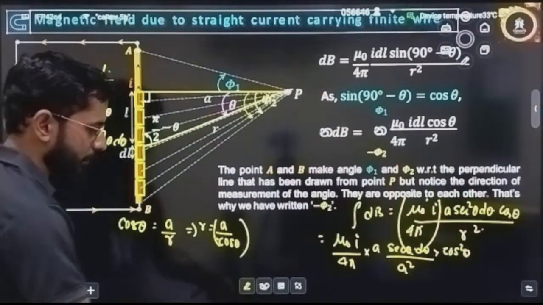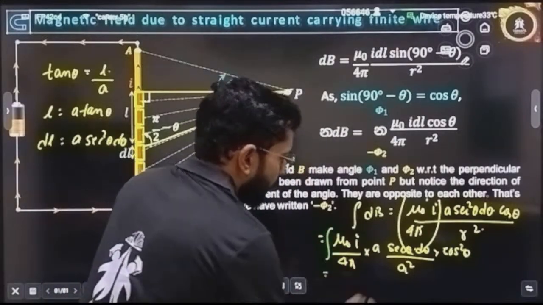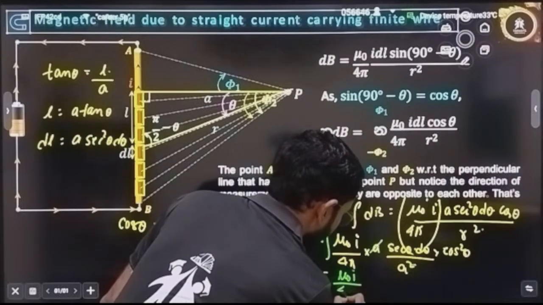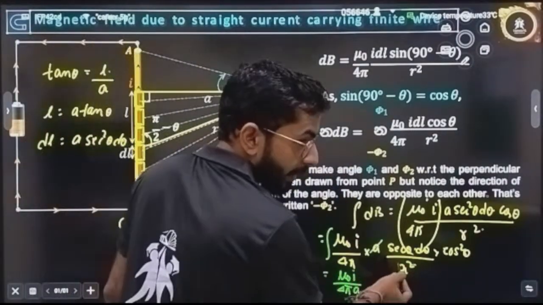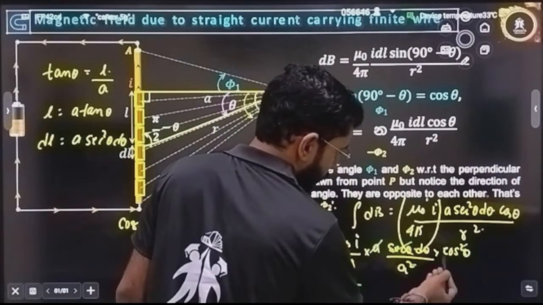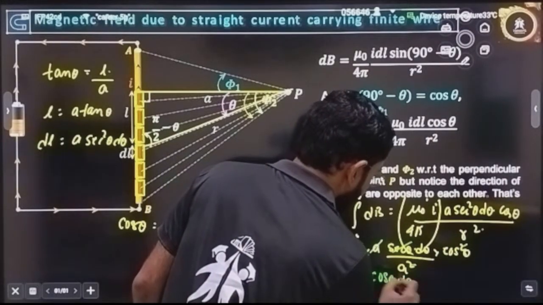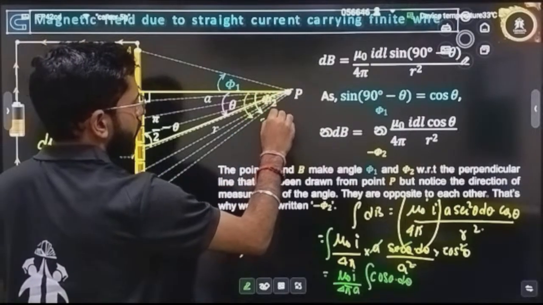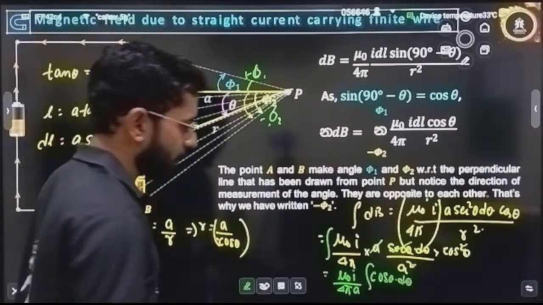Now due to this, what will be happening? Now this will look easy. This A cancels. That means here you will get mu naught I divided by 4 pi A, correct? And here what is left? Sec theta into cos theta. That means here it will be left only cos theta d theta integration. And the integration limits will be what? You are integrating from where to where? From minus phi 2 to plus phi 1. This will be the limits of integration.